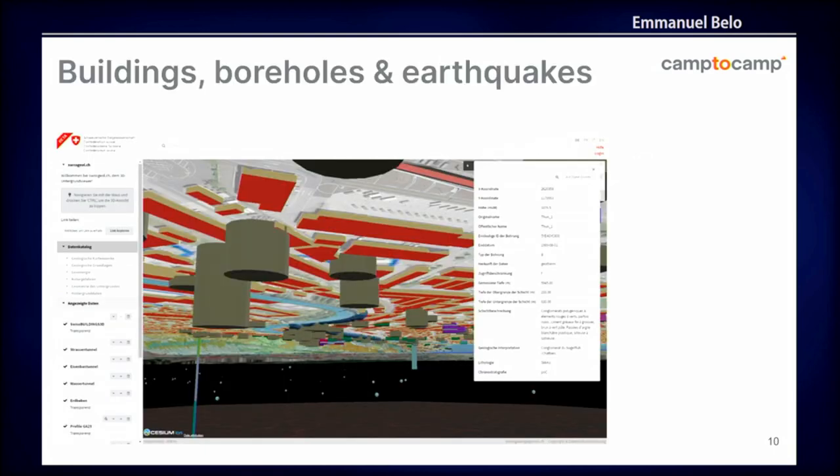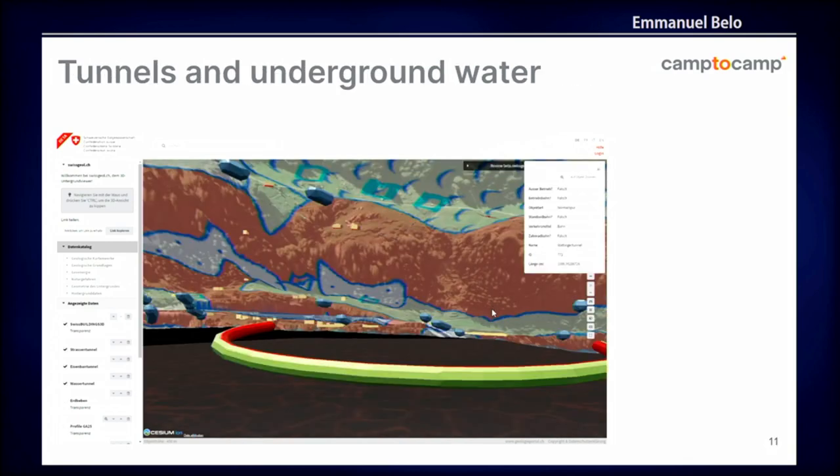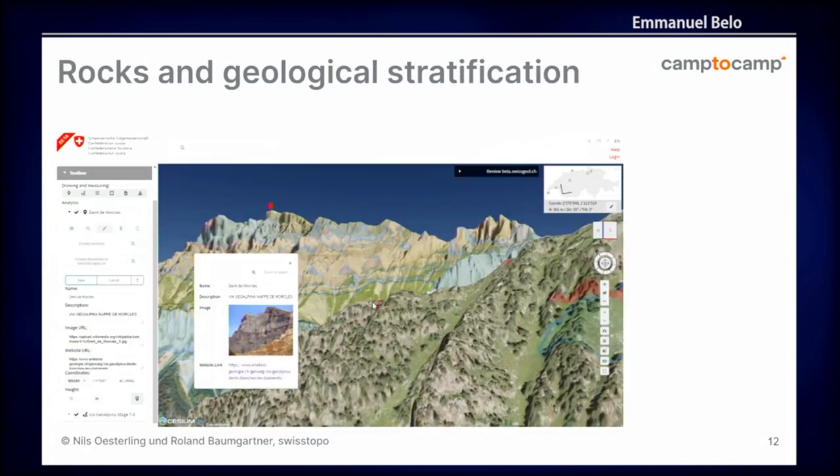Did it work? I guess yes. Here you have a few screenshots of what we implemented. We were able to bring the camera below the terrain and show buildings, cellars, boreholes, earthquakes, and interact with the data. You can query them and get all the detailed information. It's also possible to display tunnels, underground water bodies, things like this. And you can also display rocks and geological stratification on top of the digital elevation model. All this is available on swissgeol.ch if you would like to test it.